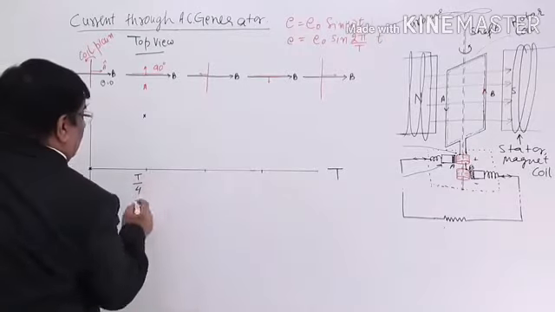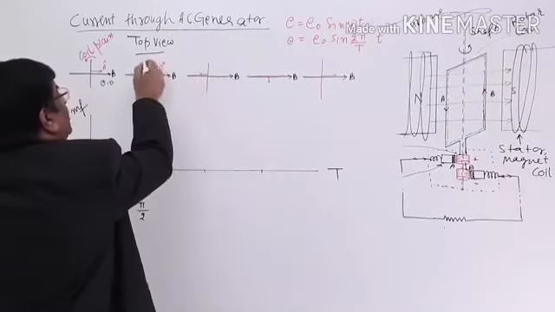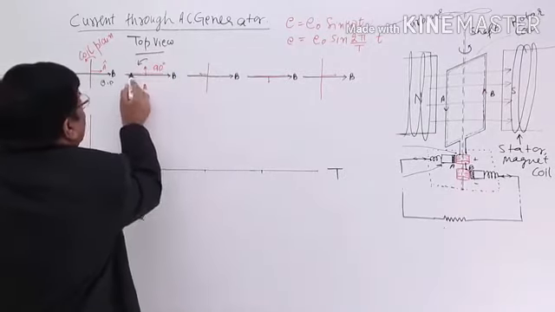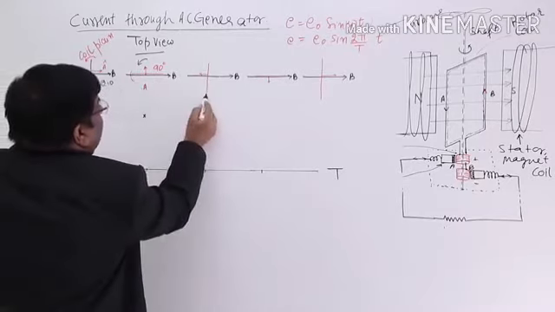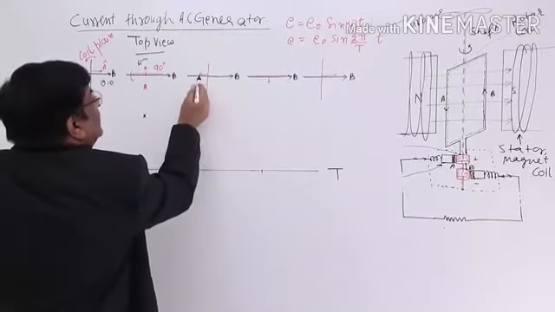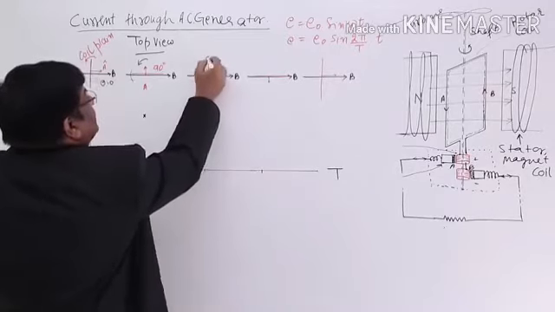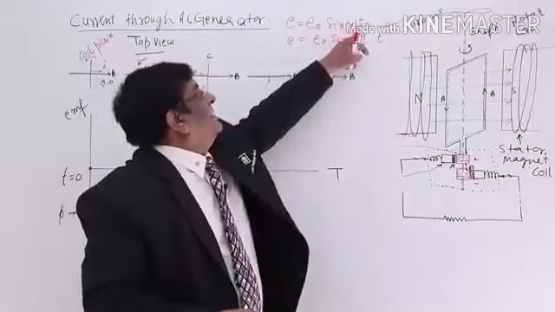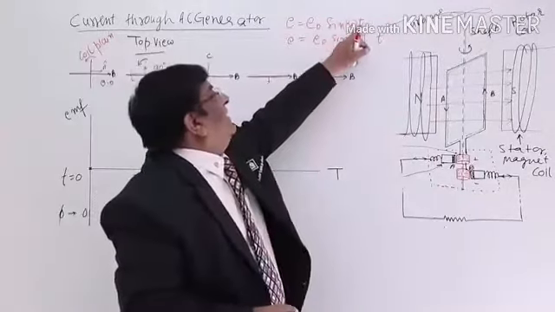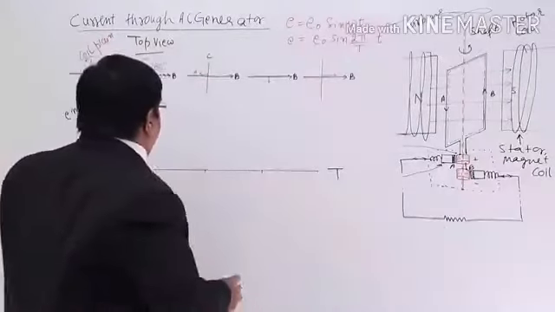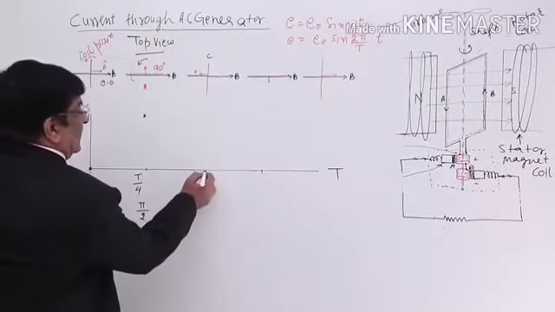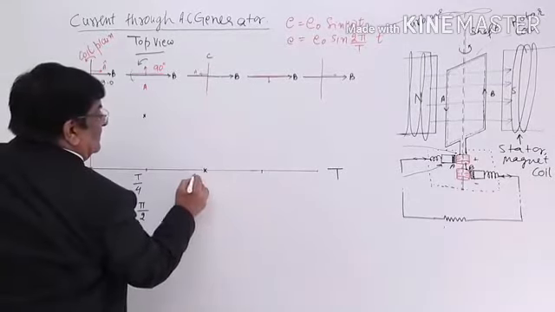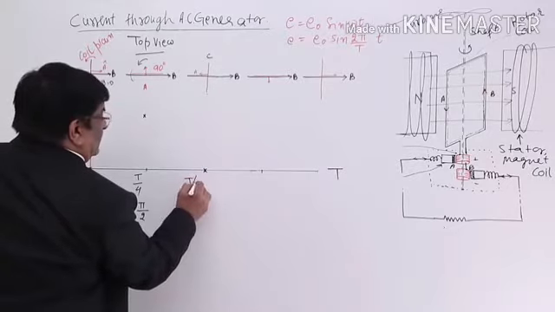Now again it takes another half round, and comes here. It has been rotating, and it has come here. When it has come here, this is the area vector, this is the coil, and how much is the angle? 180. If I place 180 here, sin 180 is equal to 0. So E is again 0. And what is this location? This is T by 2.